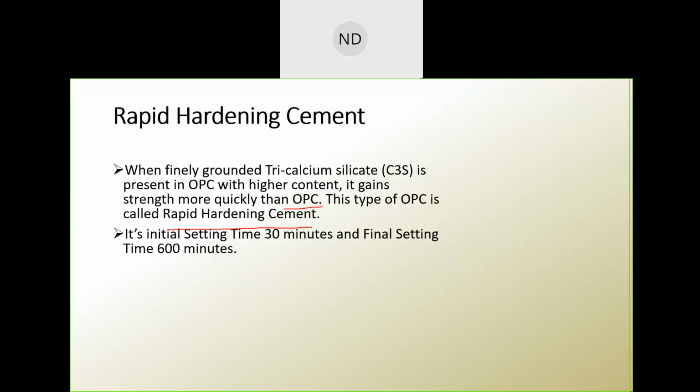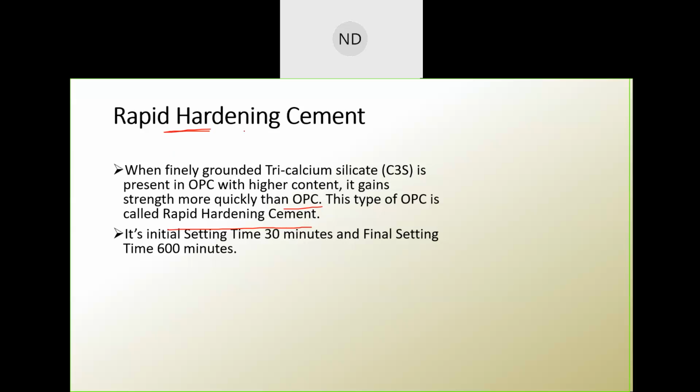So what do you mean by rapid hardening cement now? We had OPC, PPC, Portland cement. OPC is the ordinary cement which is used in all types of construction. In rapid hardening cement, some different compound is added to the OPC so that it behaves differently. When tricalcium silicate is present in higher content in OPC, it is called a rapid hardening cement. And why is it called rapid hardening cement? Because it hardens fast.